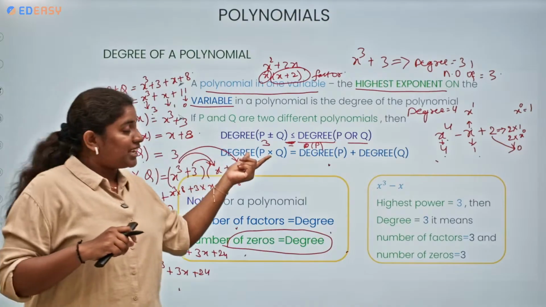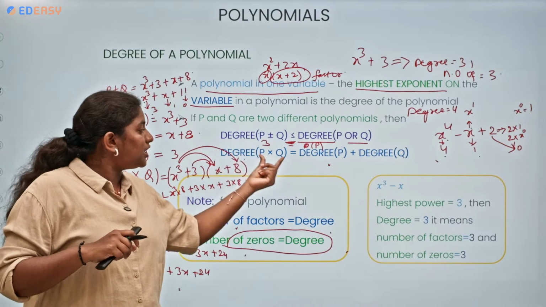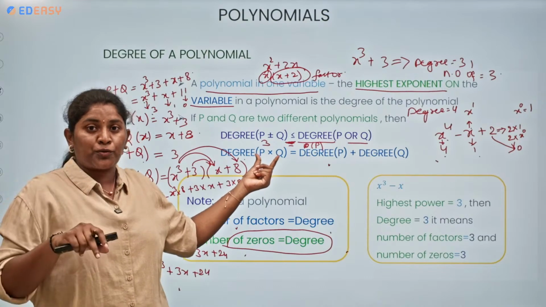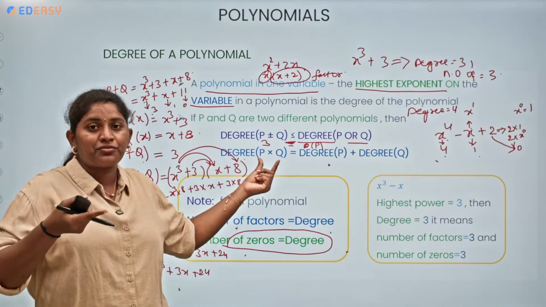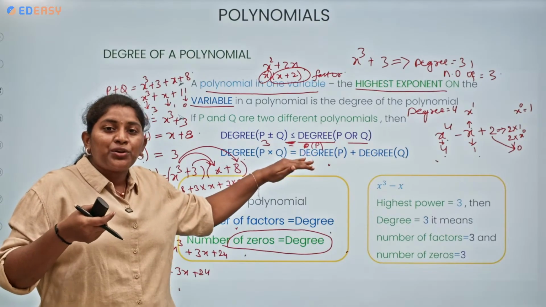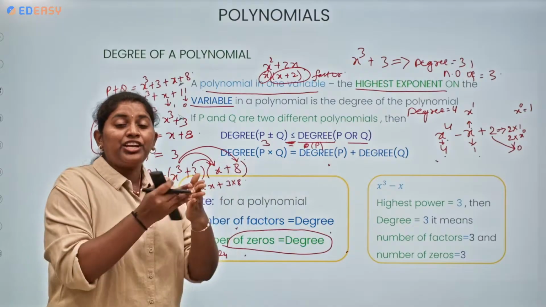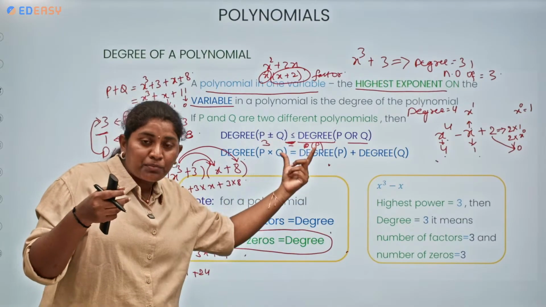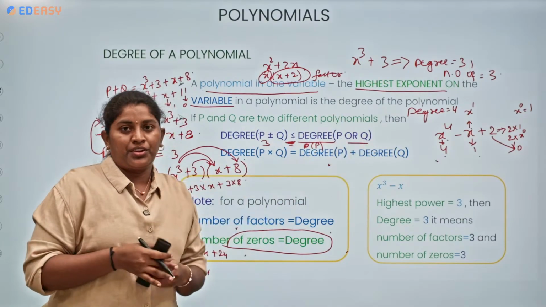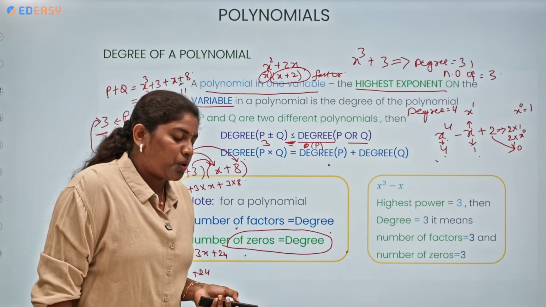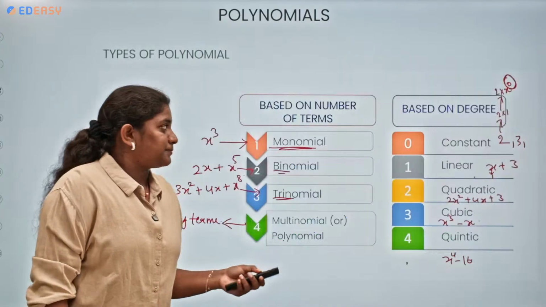So in a general statement, the degree of p into q, meaning if you multiply the two polynomials and take the degree of that, will be equal to the sum of the degrees of the two polynomials. Individually, you need to take the sum of the degree of p and the degree of q. Okay, fine, let's see the next.